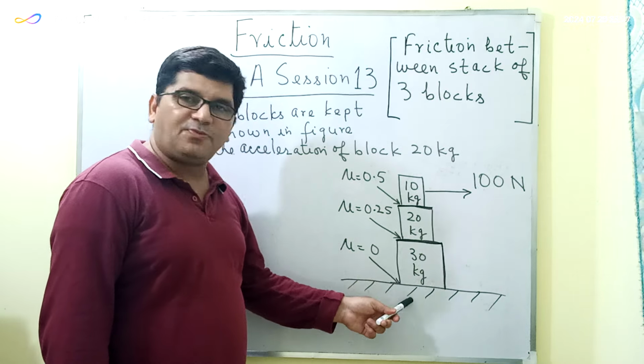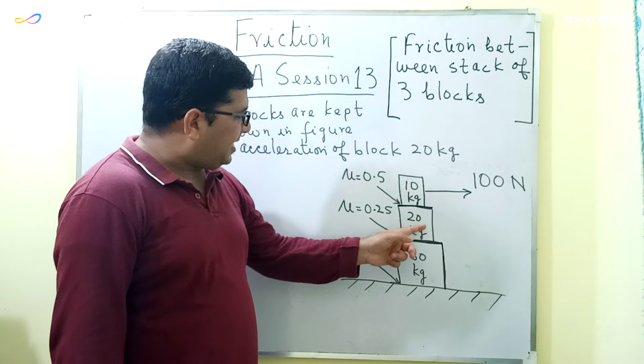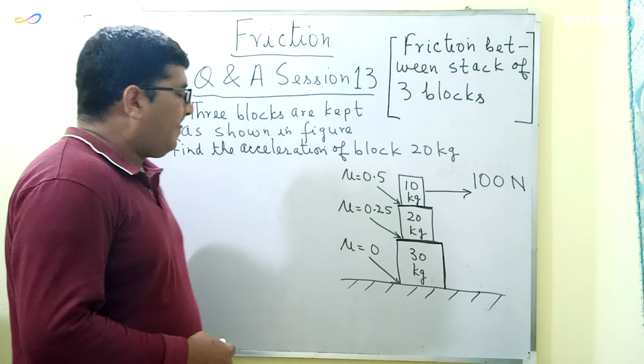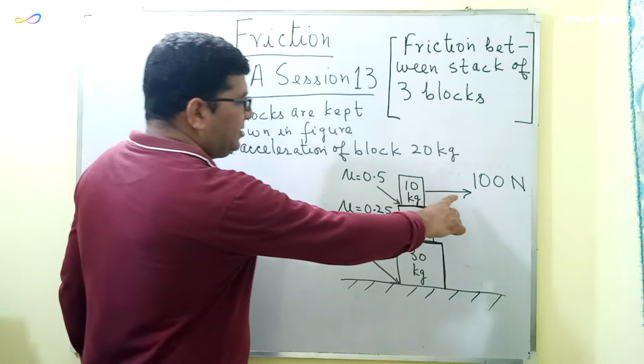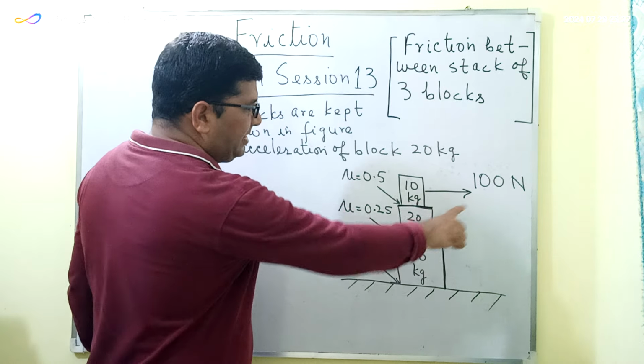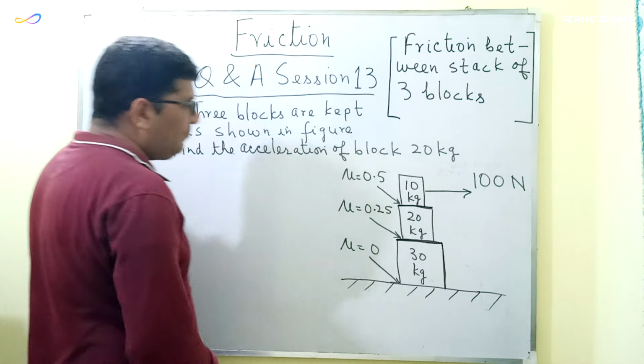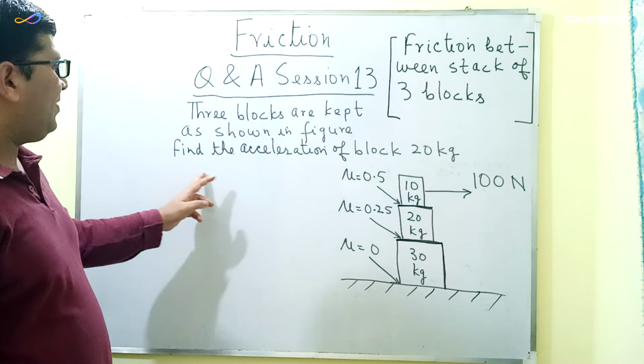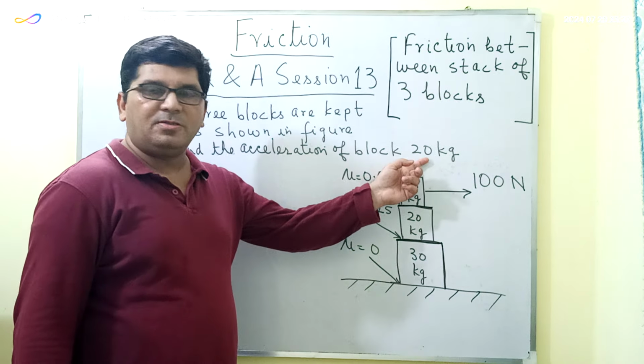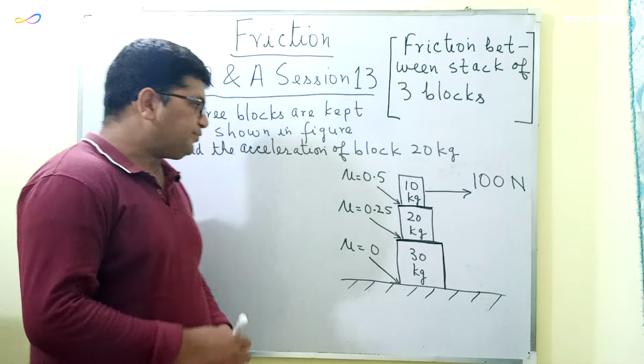Now the coefficient of friction at the interface of 20 kg and this 30 kg is 0.25, and the coefficient of friction at the interface of 10 kg and 20 kg block is 0.5. Now in this question, a 100 Newton force is applied in the horizontal direction as indicated by this arrow to this 10 kg block. So in this case we have to find the acceleration of the 20 kg block.